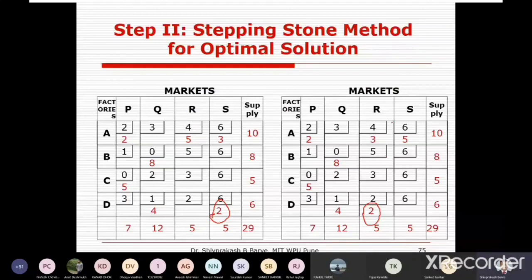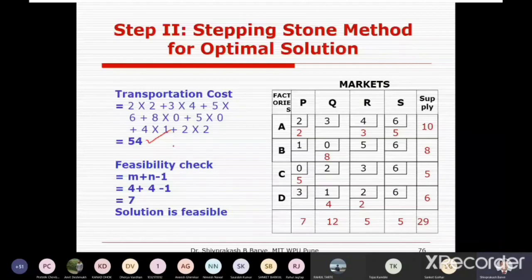So here, instead of 58, now the transportation cost is reduced to 54. 4 rupees of transportation cost is reduced by this change. And for feasibility, again 7 cells, 1, 2, 3, 4, 5, 6, and 7 allocations are there, which means for the feasibility check also this is a feasible solution. Now I have to check whether this is the final solution or not.